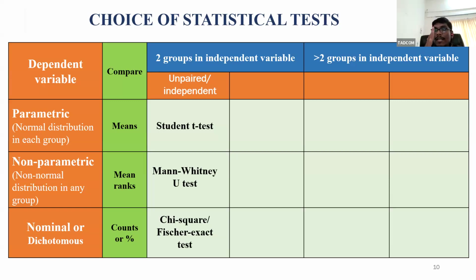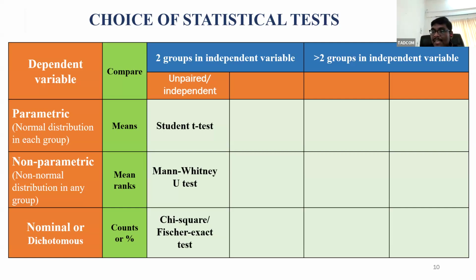We saw student t-test. Student t-test is a parametric test where the outcome variable is continuous, normally distributed, unpaired, and we have only 2 groups. The exact counterpart of student t-test in the non-parametric is the Mann-Whitney U test, where only our data is not normally distributed. Rest everything is the same as student t-test. If both the exposure and the outcome are categorical, then we go with the chi-square test. If any of the cells is less than 5, we go with Fisher's exact test.